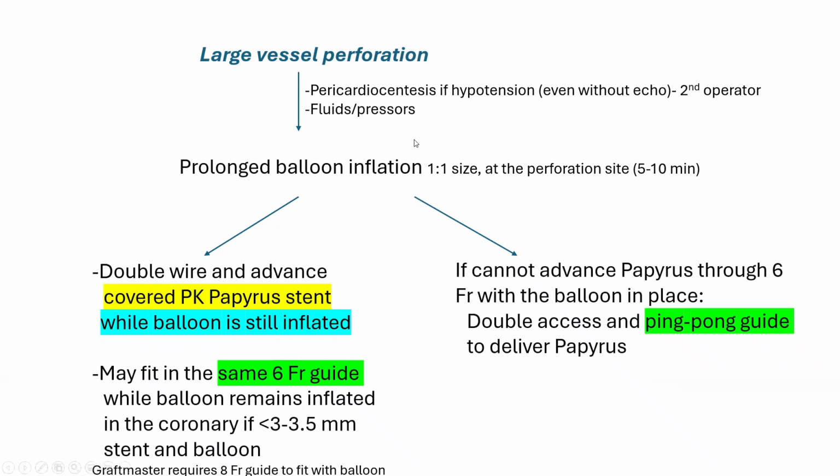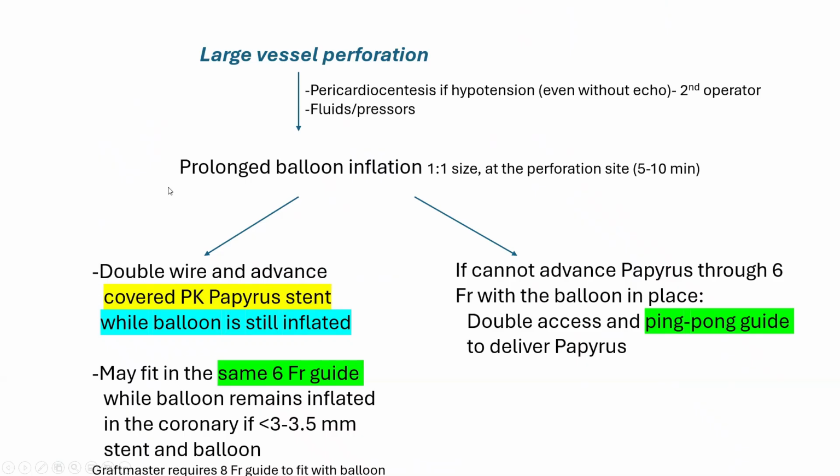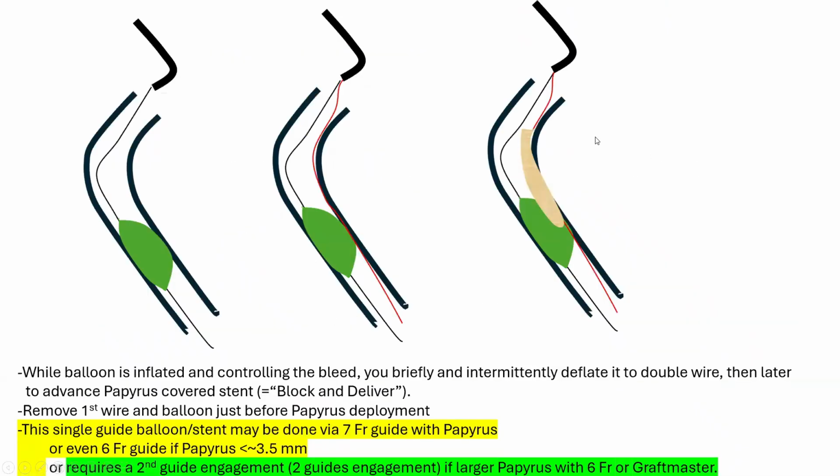It's rare for prolonged balloon inflation to fail to stop the bleeding in large vessel perforation. So for that second step, advancing a cover stent, you're typically doing it while having simultaneously a balloon inflated in the coronary. You don't swap the balloon for the cover stent. You keep the balloon inflated, you advance another wire in the coronary, and you advance your cover stent. This is done in order to control the bleeding while you're advancing your cover stent.